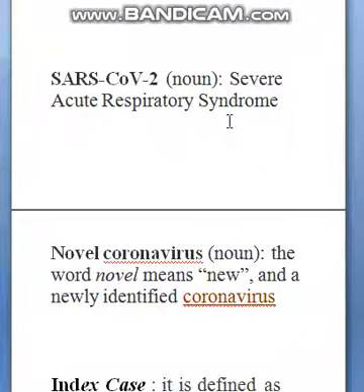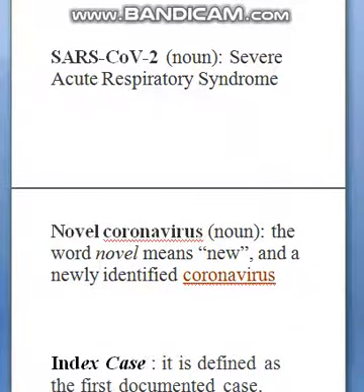Novel coronavirus. The word novel means new, and a newly identified coronavirus strain is often called a novel coronavirus. So until they gave it a name, people mostly referred to COVID-19 as novel coronavirus.